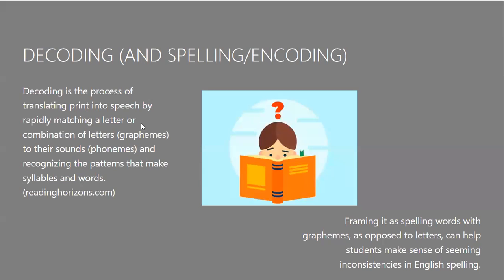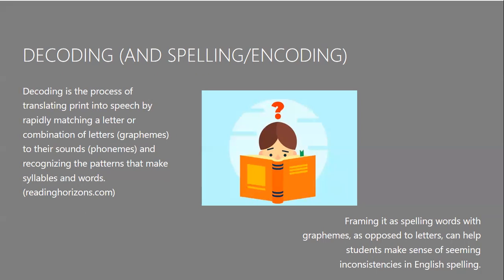So moving on to the middle strand in the bottom half of our reading rope, we have decoding, which is kind of lifting print off of the page, is how I often hear it said. And then we also have, that goes hand in hand with it, encoding or spelling. So decoding is the process of translating print into speech by rapidly matching a letter or a combination of letters to their sounds. So matching the graphemes to the phonemes and then recognizing that those patterns make syllables and words.